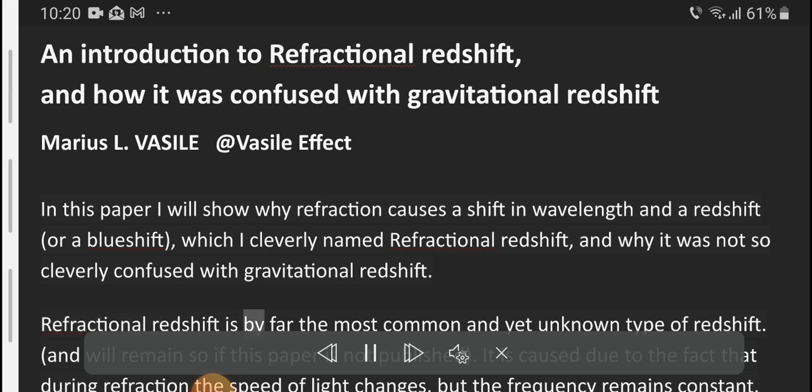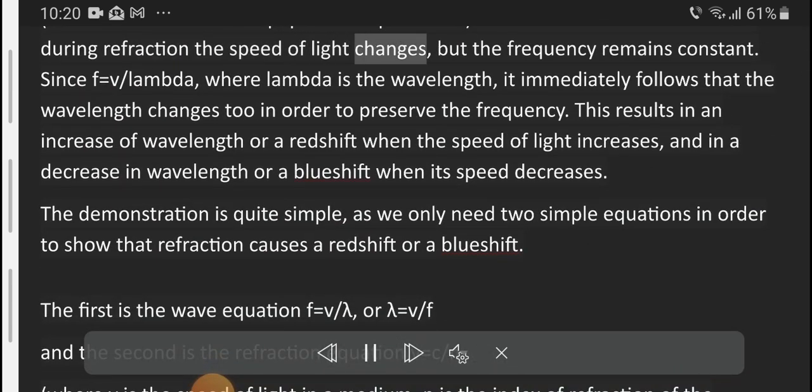Refractional redshift is by far the most common and yet unknown type of redshift, and will remain so if this paper is not published. It is caused due to the fact that during refraction the speed of light changes, but the frequency remains constant. Since f equals v lambda, where lambda is the wavelength, it immediately follows that the wavelength changes too in order to preserve the frequency. This results in an increase of wavelength or a redshift when the speed of light increases, and in a decrease in wavelength or a blue shift when its speed decreases.